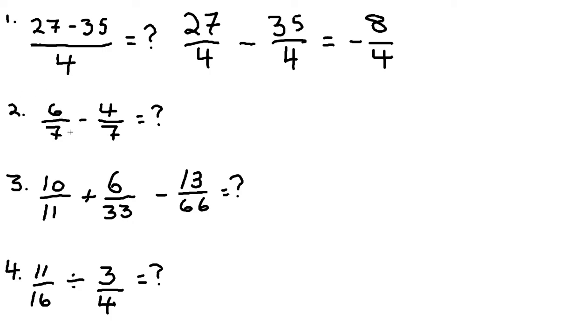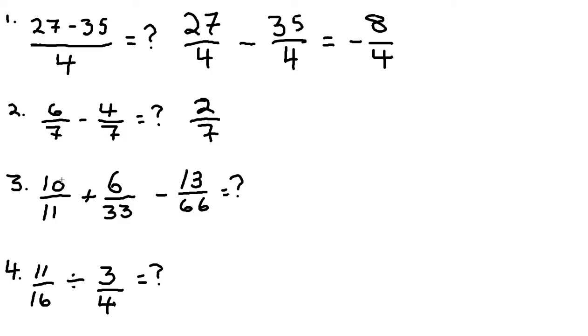We have 6 over 7 minus 4 over 7. It's basically, we just fast forward to this step. We don't even have to split the fraction apart. It's already done for us. So we all know what 6 minus 4 is. It's 2. And the denominator stays the same. So not going to spend too much time on that one. Then we have number 3.